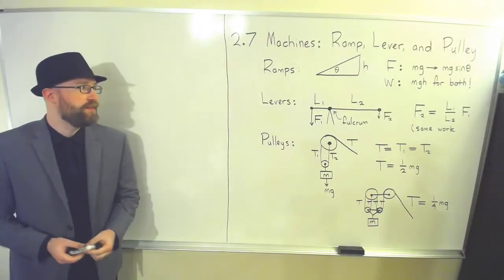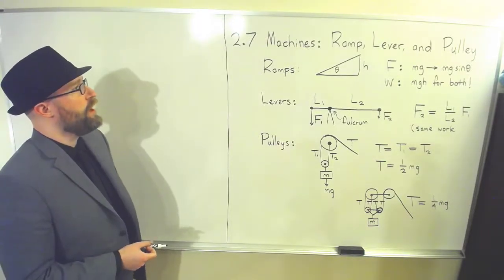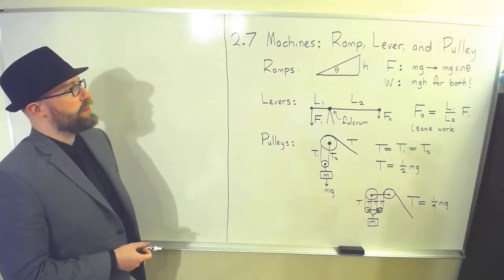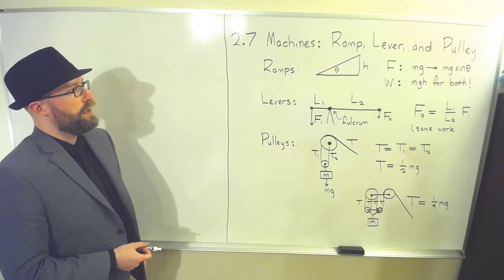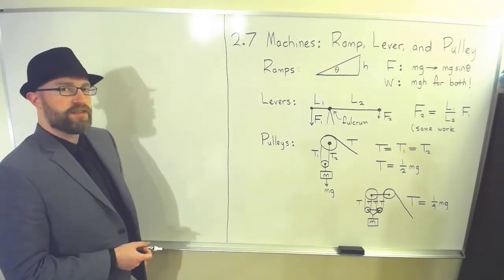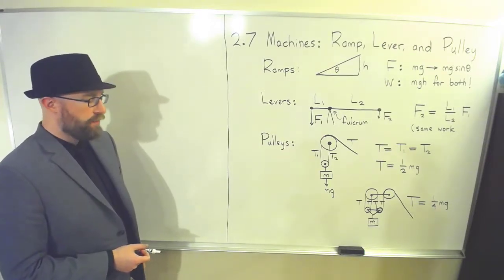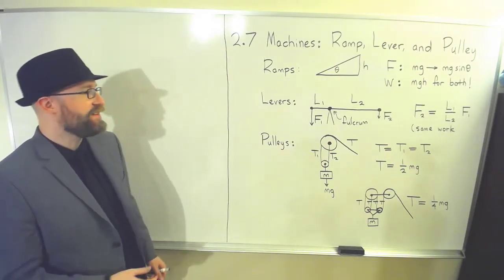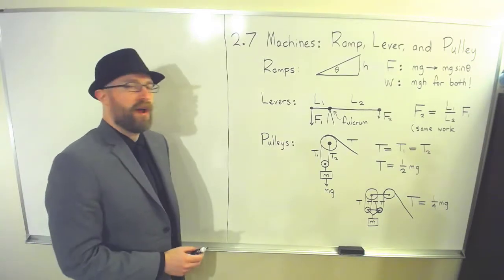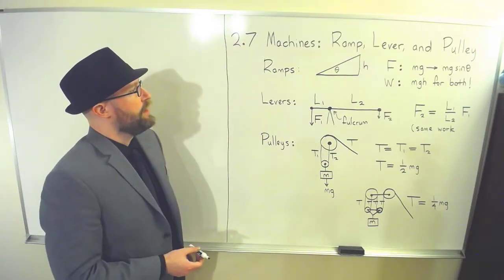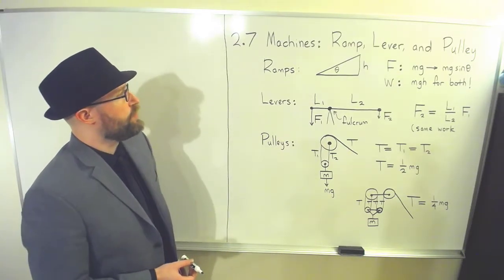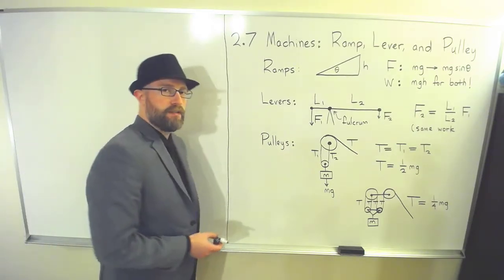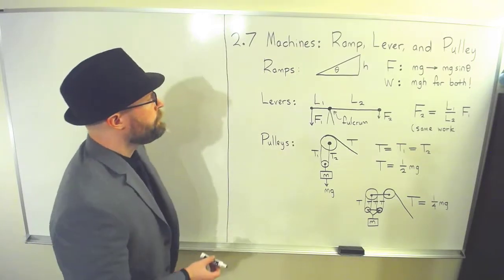Hello students, in this video we will finish chapter 2 by talking about some simple machines, the ramp, the lever, and the pulley. And various versions of these machines show up in various disguises, you could say, in practical applications. So first of all, the ramp, and of course we've already seen this with inclined plane problems, but we've seen it from a slightly different perspective.